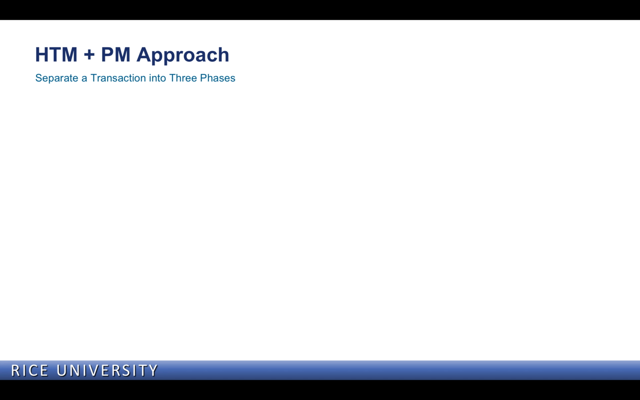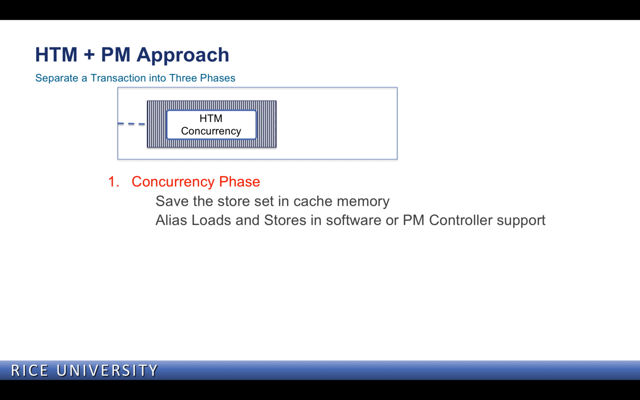My solution, as shown on this poster, is to separate a transaction into three phases. HTM concurrency phase, in which this phase we save the store set into cache memory, and to protect against cache evictions after the section, we do either alias the data so that it crashes into DRAM, or a persistent memory controller so that a crash would be caught by the persistent memory controller. So that update is caught and it's not allowed to percolate to PM until it's safe to do so.